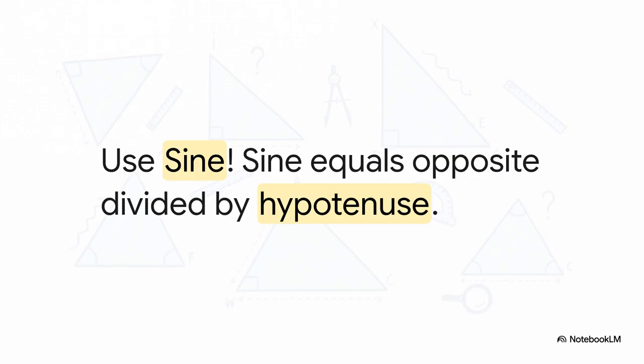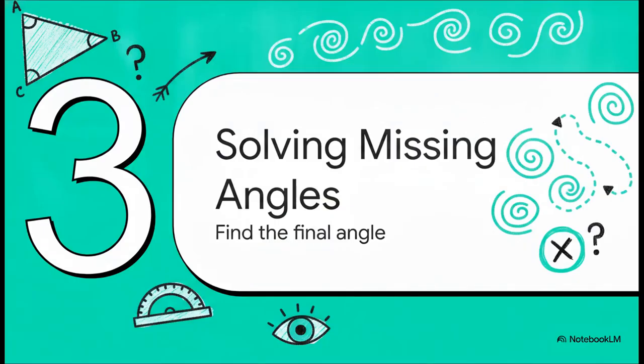Since sine equals opposite over hypotenuse, we just plug in our known opposite side length and our known angle degree right into the equation. From there, it's really just basic algebra. You just multiply or divide to isolate the unknown variable for the hypotenuse, and bam, just like that, you found your missing side. Okay, let's keep this momentum going.